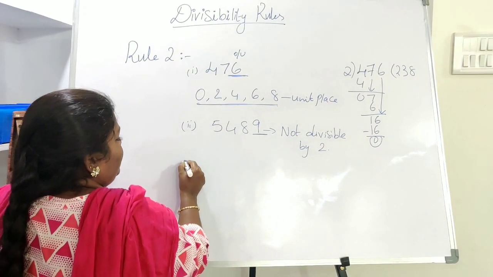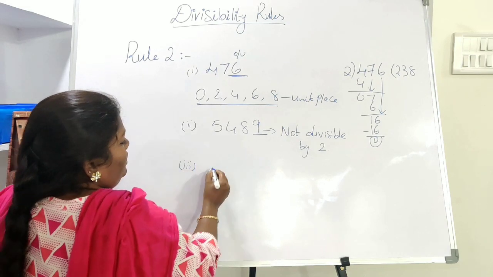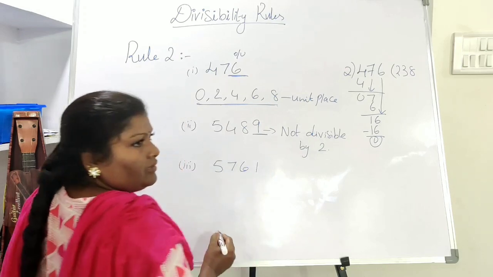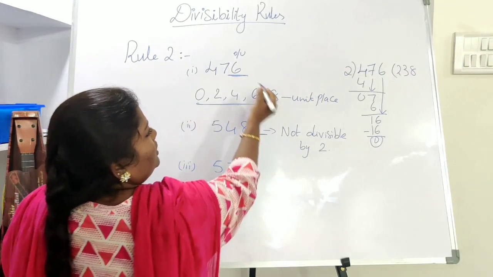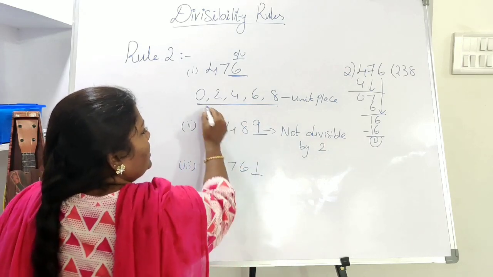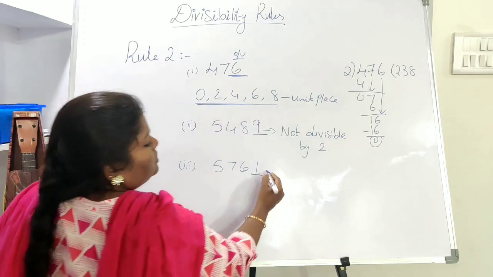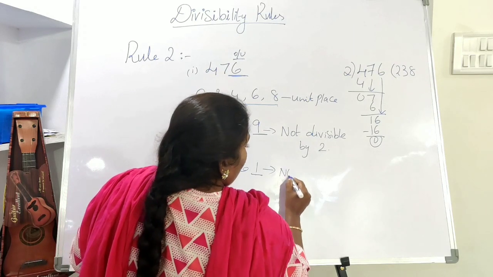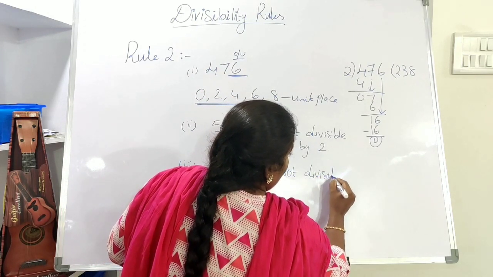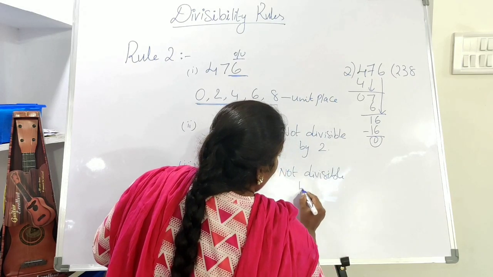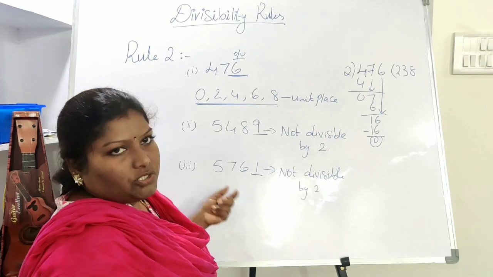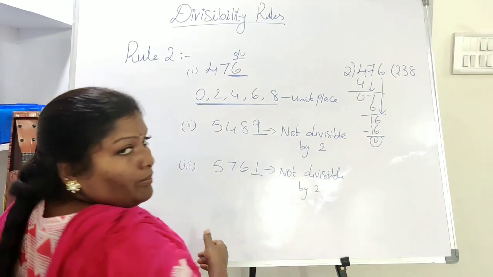In the same way, let me take the next example: 5, 7, 6, 1. Now you know the rule, we have to check the units digit. So 1. Now is 1 in the list? No. So simply you can say it is not divisible by 2. Yes. So let's move on to the next rule, that is rule number 3.